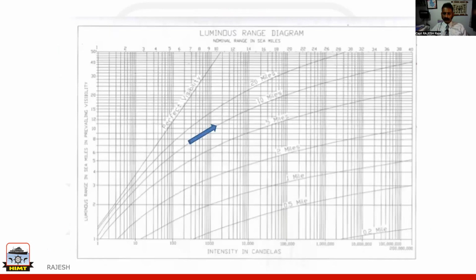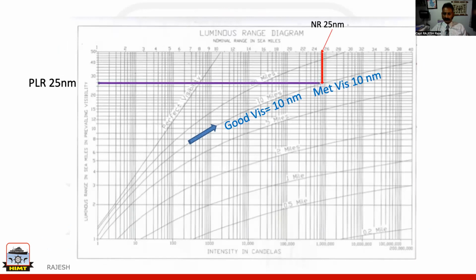Let us again go back. I'm going to take the 10 miles Met visibility curve. It is also called good visibility. I'm going to go to the NR, come down, hit the 10 miles curve, go here, and you will see you get exactly the same 25 nautical miles. So this is the reason I said when Met visibility is 10, you need not go to the graph. Your NR is equal to PLR.